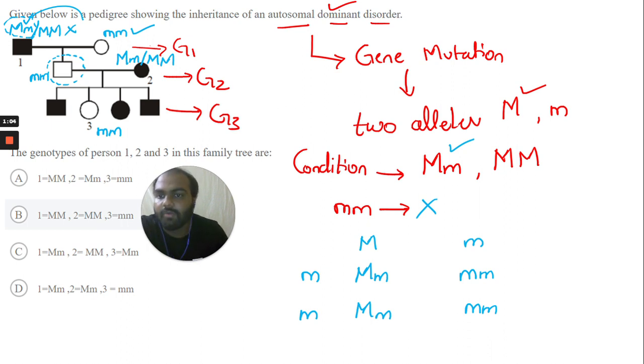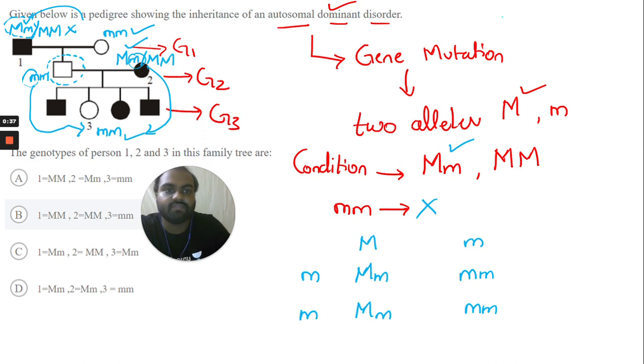Similarly, if you talk about the third generation, the unaffected female is having small m. So we can write down that since this is having small m, one m comes from the father and one small m comes from the mother. So this is the most probable genotype which can be present in the female.